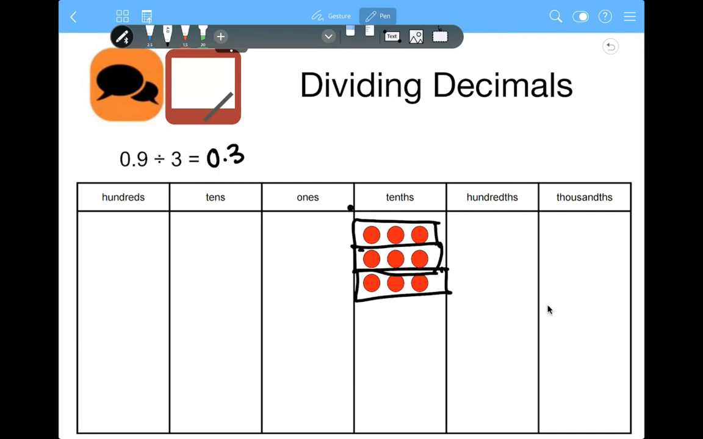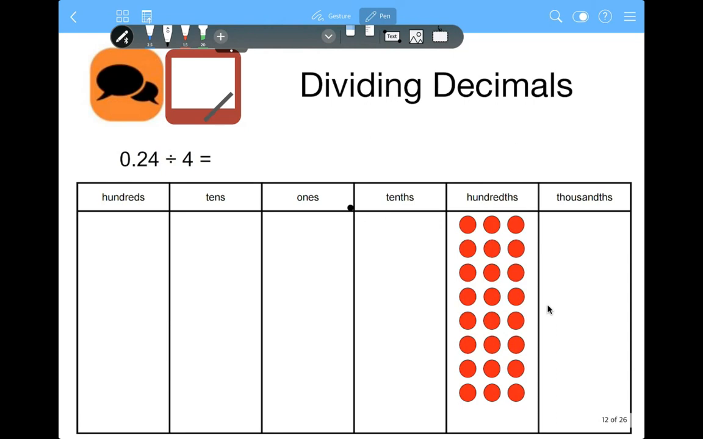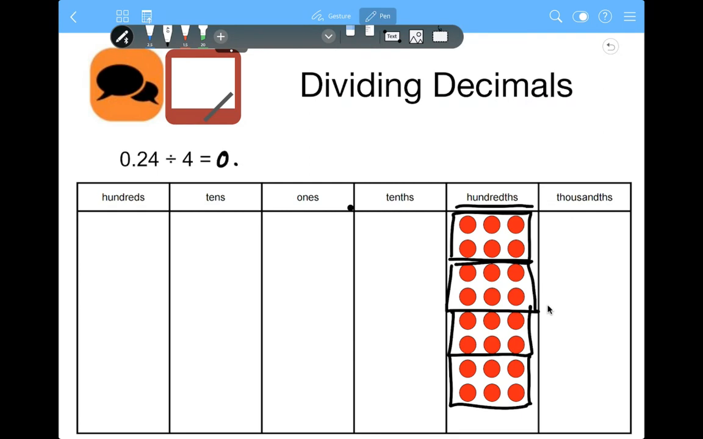Let's go ahead and practice another problem here. So now I have 24 hundredths. So we notice that we're working in the hundredths column, and I divide it by 4. So I'm just going to go ahead and divide this up into 4 equal groups. So here's a group, here's a group, here's a group, here's a group. Notice I have 6 discs in each group. So I have 6 hundredths in each group. That means that 24 hundredths divided by 4 is 6 hundredths.